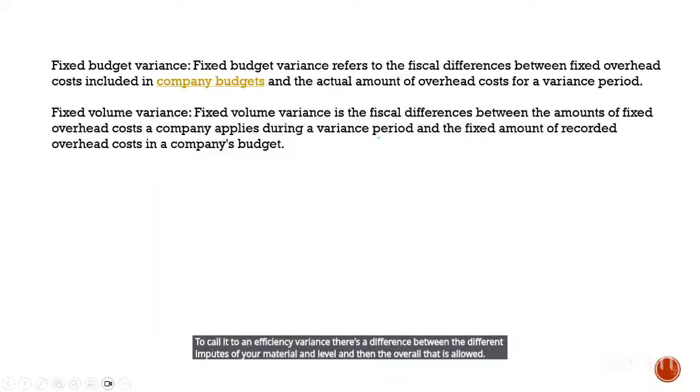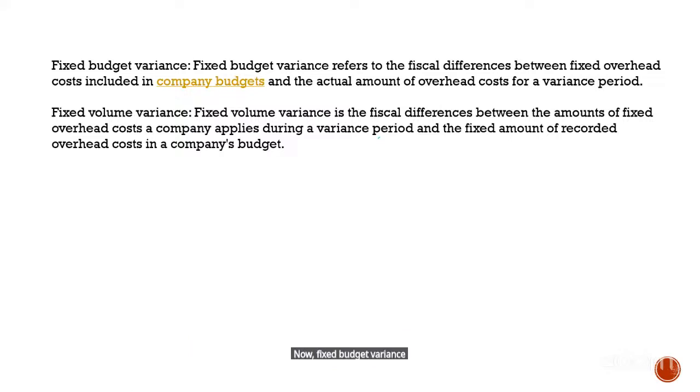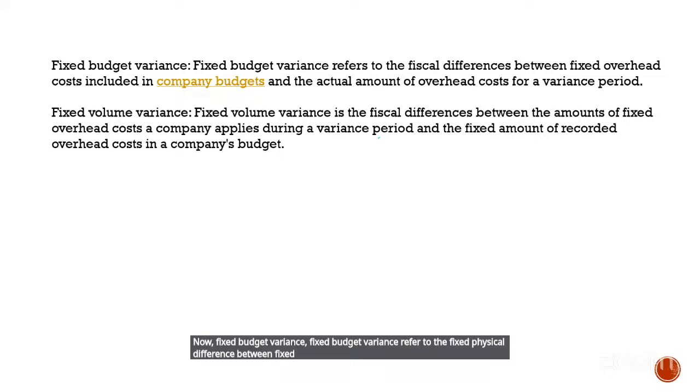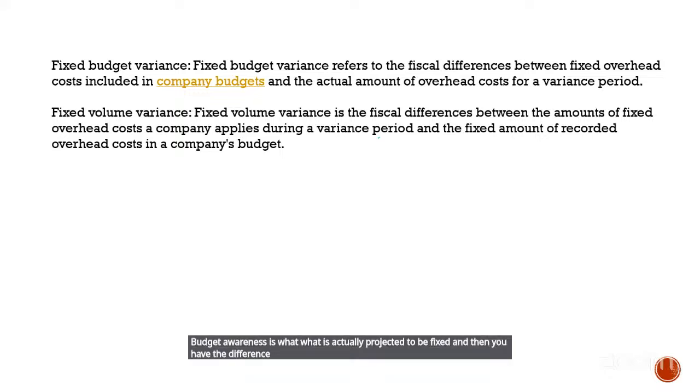Now, fixed budget variance. Fixed budget variance refers to the physical difference between fixed overhead costs included in the company budget and the actual amount of overhead costs for the variance period. So what we're saying with the fixed budget variance is what they actually projected to be fixed, and then you have a difference when it comes to reality. And we have fixed volume variance.